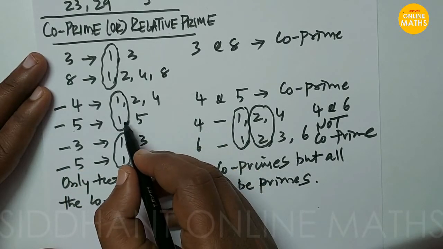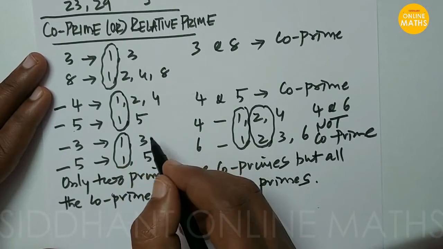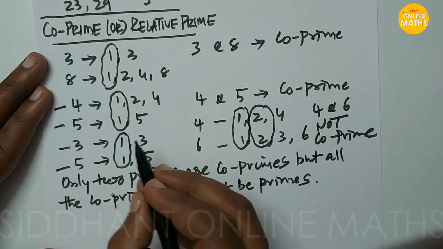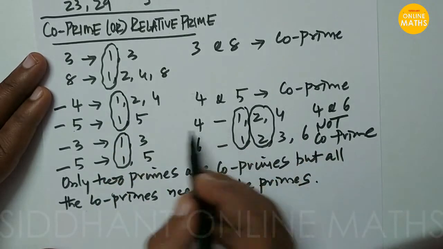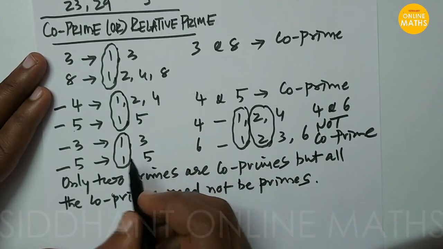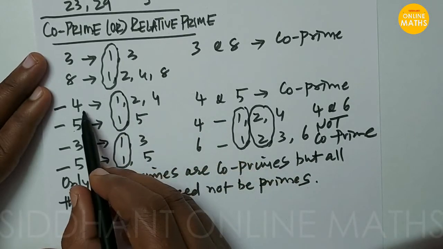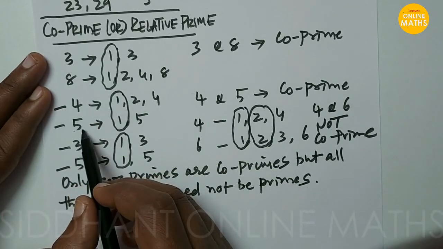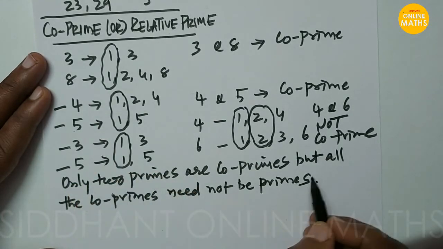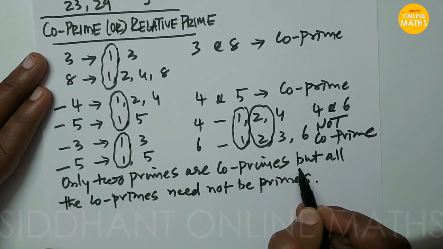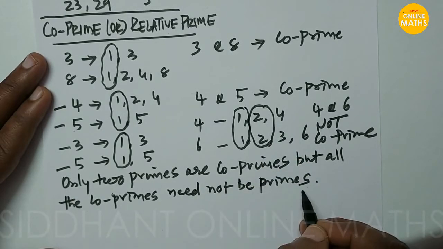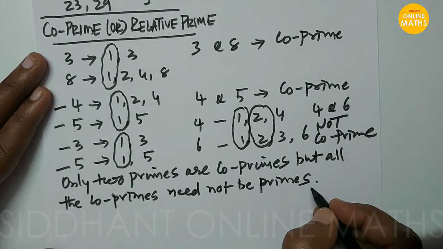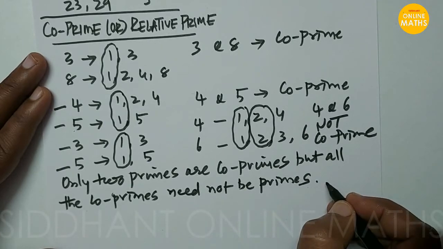So when you talk about co-primes, like 4 and 5 or any other numbers, they need not be primes. 4 is a composite number and 5 is a prime number. When the numbers are primes, we can say they are co-primes, but all co-primes need not be primes. It is not necessary that the numbers should be prime numbers.